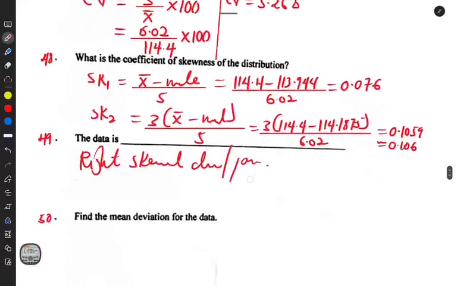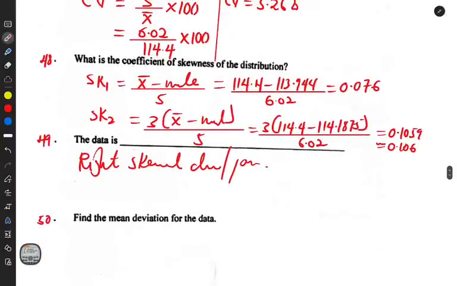Then 50. Find the mean deviation for the data. So here, to find the mean deviation for grouped data, MD is supposed to be equal to sigma f multiplied by the deviated values, absolute value of x minus x bar, all divided by the summation of f. So we need to produce a column for x minus x bar, then f times absolute x minus x bar. So we need to have a column for that, and we are good to go.